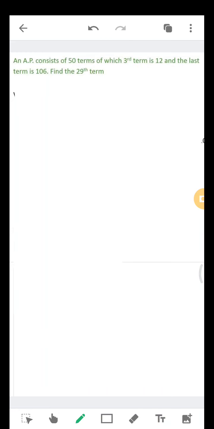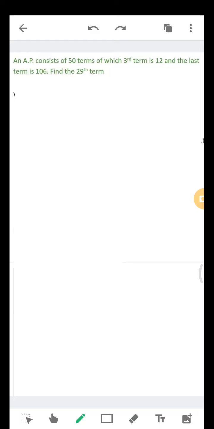Okay, next one, question number 8. An AP consists of 50 terms. How many terms are there in AP? 50 terms, of which third term is given to us. How much is third term? 12. And the last term, so 50 terms, the last term will be 50th term only.